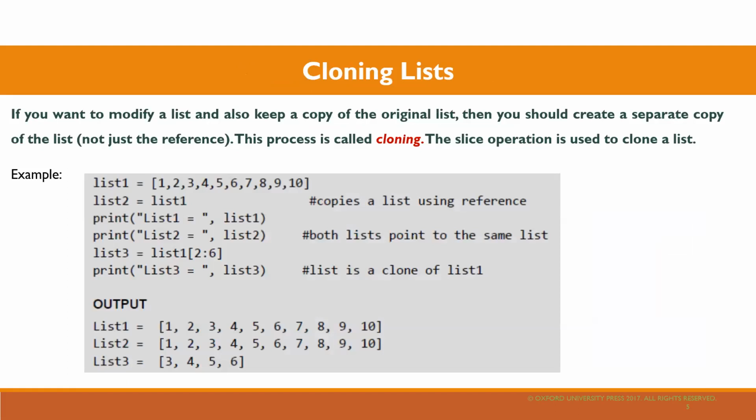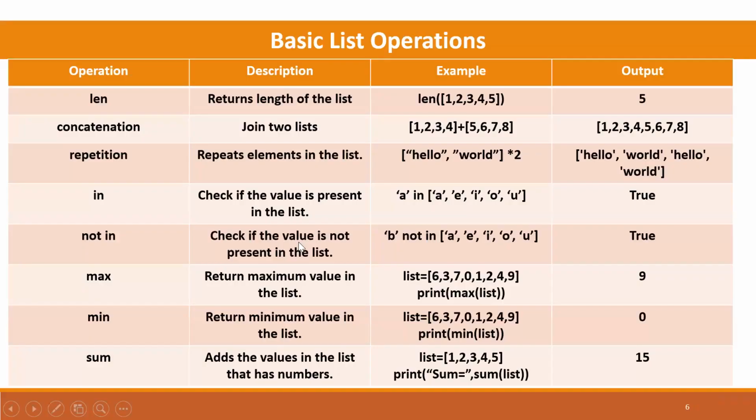This is the cloning of the list. Look at this, the cloning of the list. List 2 equal to list 1. Both are copying the same reference. So list 1 and list 2 both refer to it. It's a clone. Then for list 3, here I used the slicing operator. It is created from element 2 to 5, that is 0, 1, 2, 3, 4, 5. So 3, 4, 5, 6 are the elements of list 3.